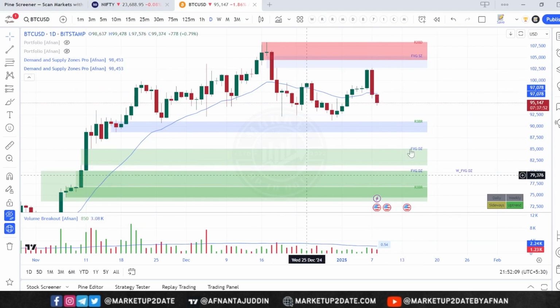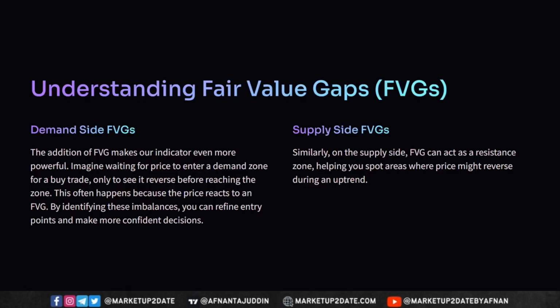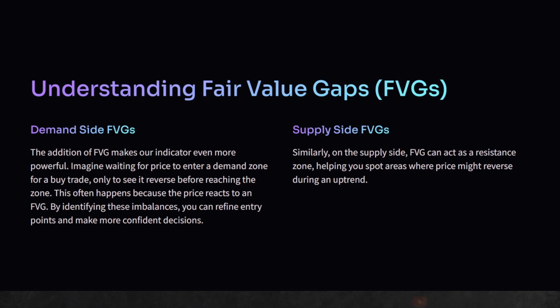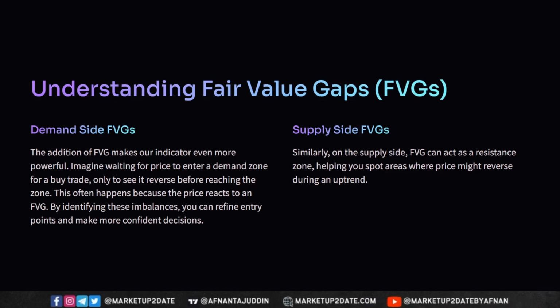Now, the question is, how does fair value gap improve your trading decisions? The addition of fair value gap makes our indicator an even more powerful tool. Imagine you are waiting for the price to enter a demand zone to execute a buy trade, but the price reverses before reaching the zone. This often happens because price reacts from a fair value gap. By identifying this area of imbalance, you can refine your entry points and make more confident trading decisions.